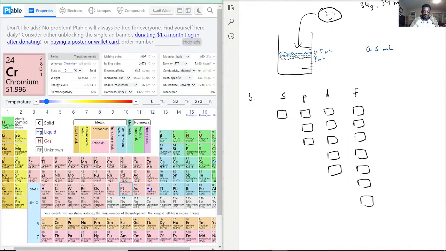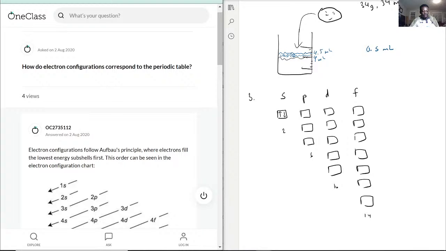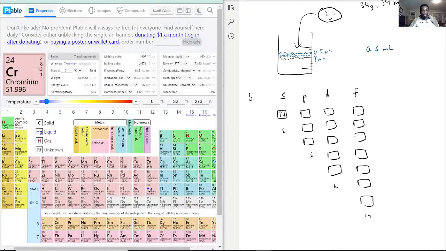Now, in each box 2 electrons can fit in. One electron will be rotating upwards and the other one will be rotating downwards, and that applies to every box. I would love to draw it for each one, but it'll get tedious. But that's the idea around it. So the maximum S can have will be 2, P will be 6, D will be 10, and F will be 14.